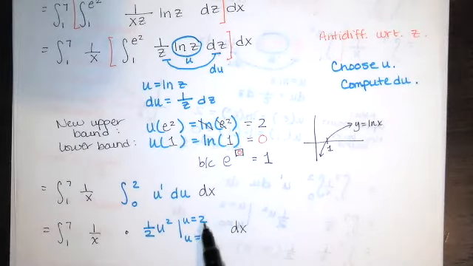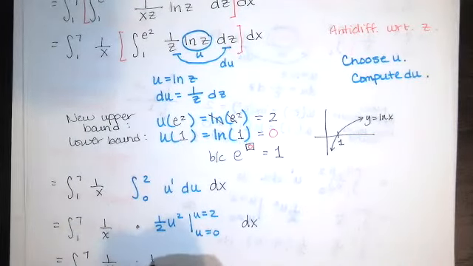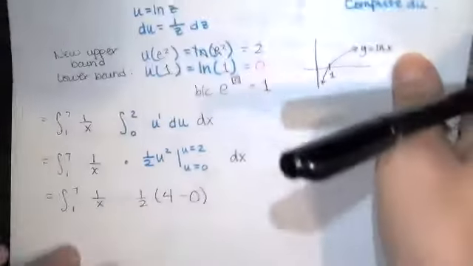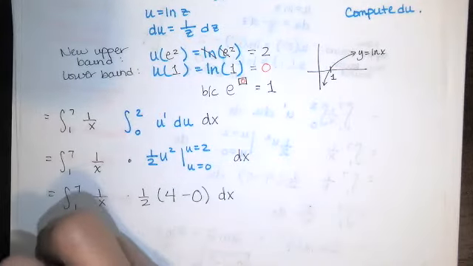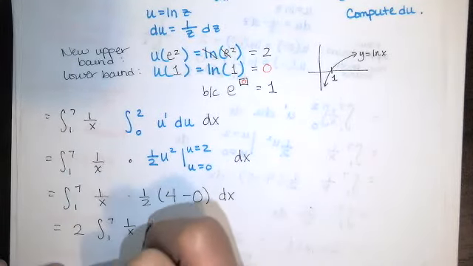u squared, if u is 2, u squared is 4, so this is 1/2 times 2 squared, which is 4, minus 0 squared, which is 0. And of course, half of 4 is 2. And so you're right here.